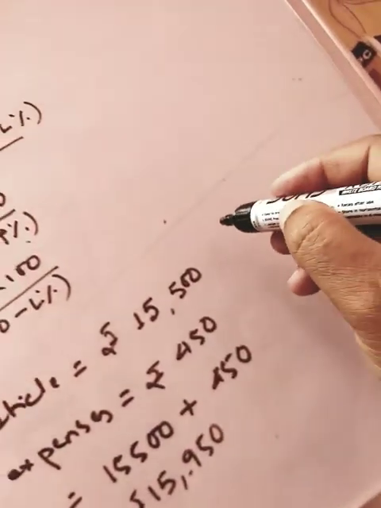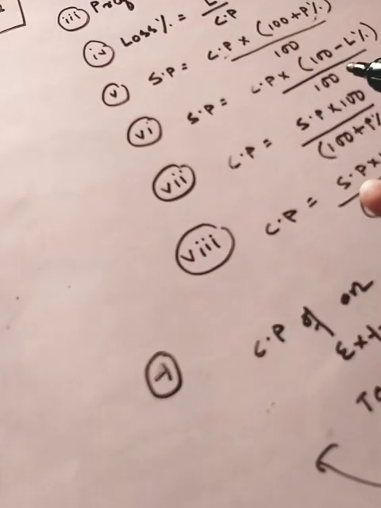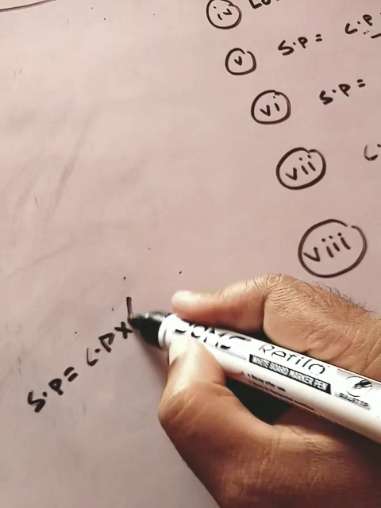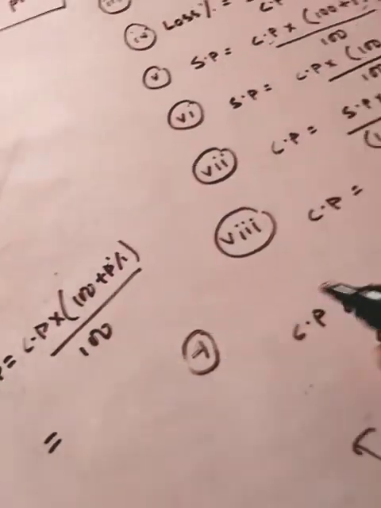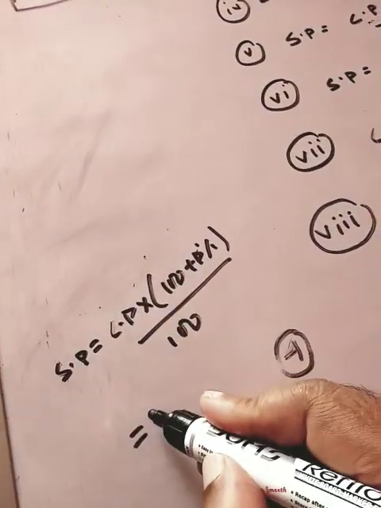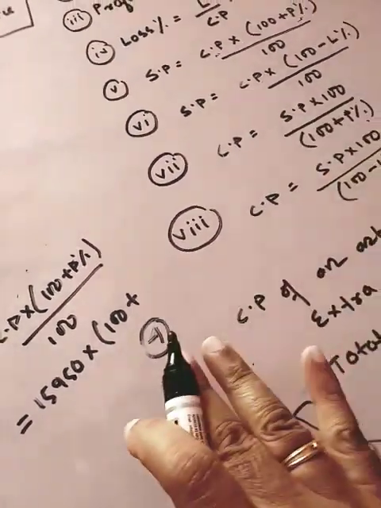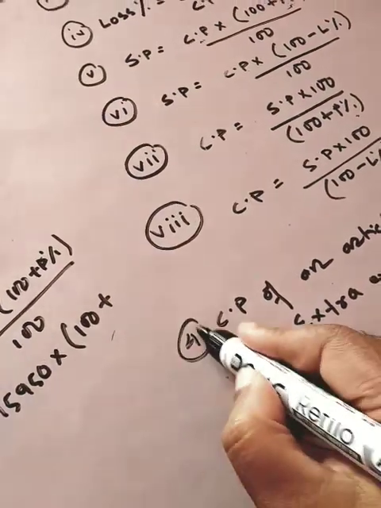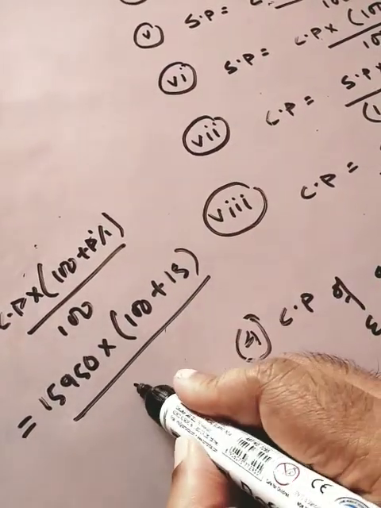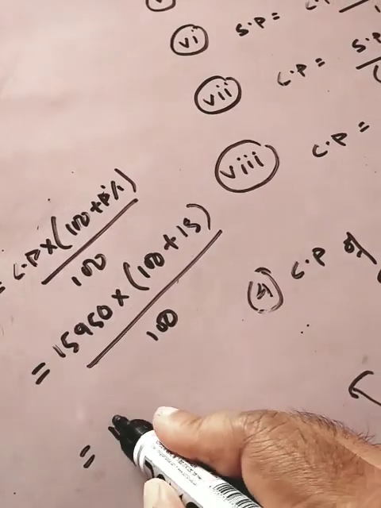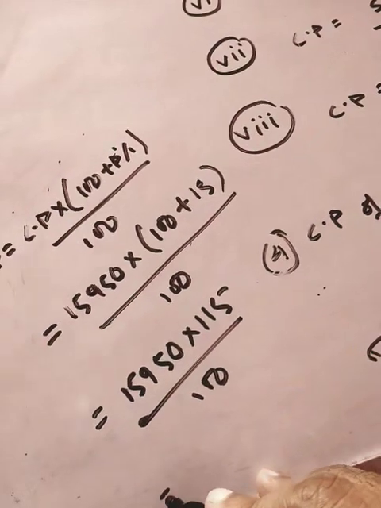That is, we'll write it down. I hope you have understood. Now write the formula first, students. SP is equal to what is the formula? CP into (100 plus profit percent) by 100, isn't it? Now what is the CP? 15,950. So write it down: 15,950 into 100. What is the profit percentage he is making? 15. So you write 15 divided by 100. So 15,950 into 115 by 100. Now you have to solve it and give your answer.